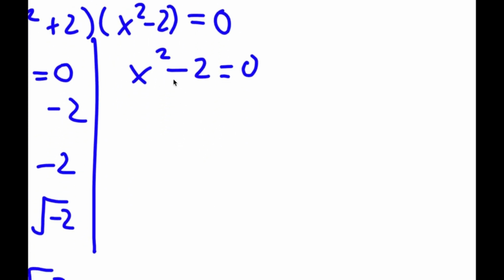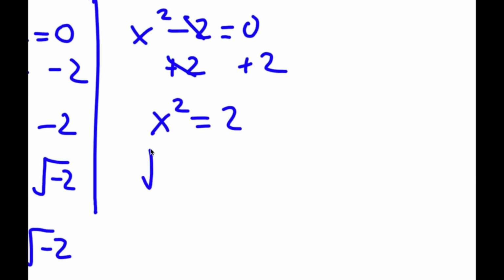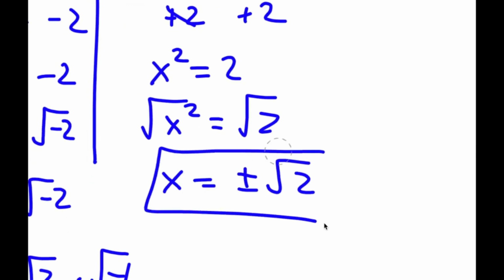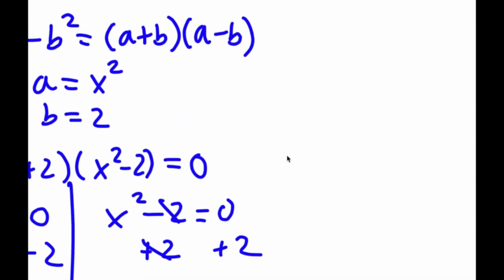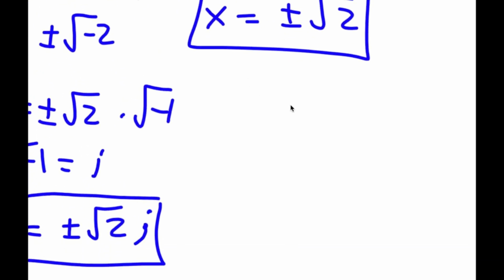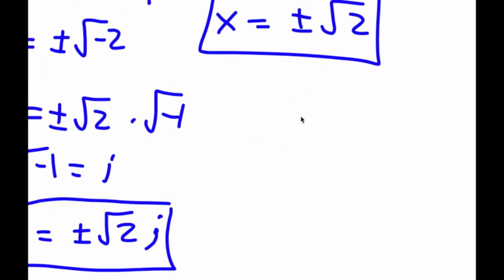Now for this one, I have x squared minus 2 equals 0. So this time I'm going to add 2 on both sides. These two cancel out, and I get x squared is equal to 2. And now I'm going to take the square root on both sides. Square root of x squared is x. So I get x is equal to positive or negative square root of 2. So, those are our 4 solutions to this problem.